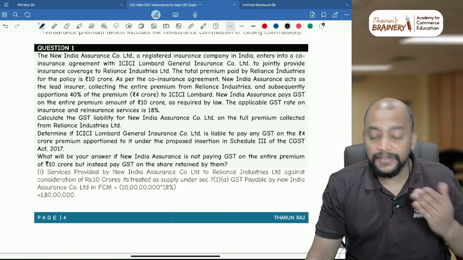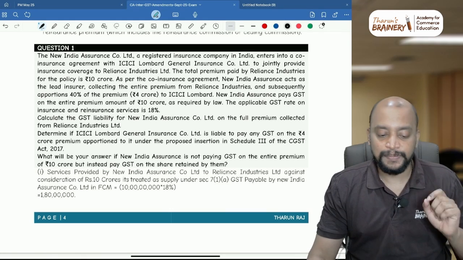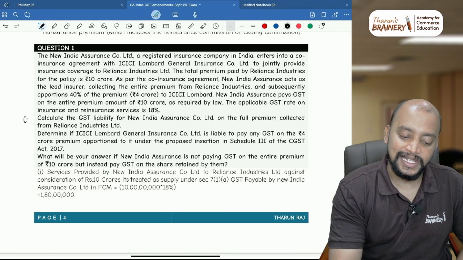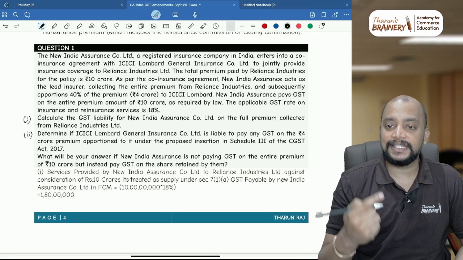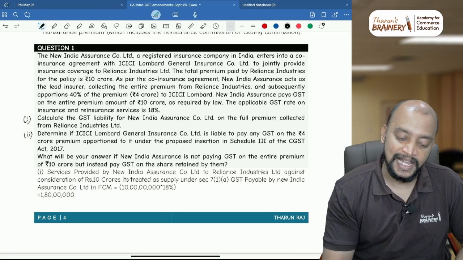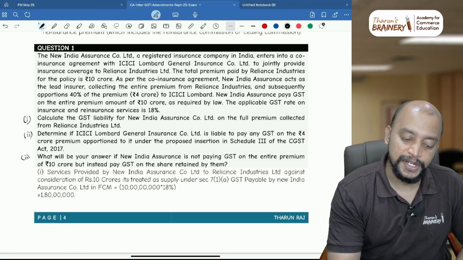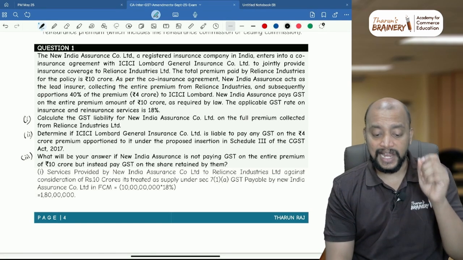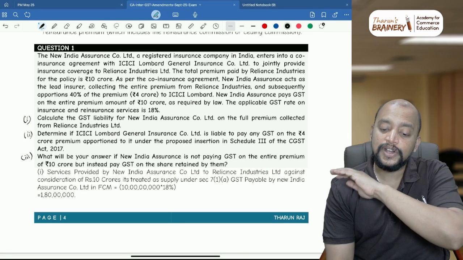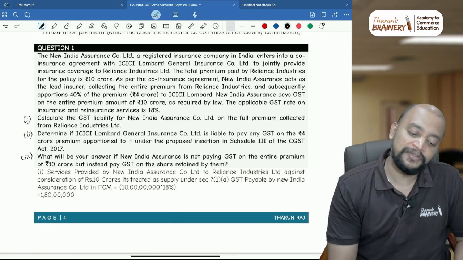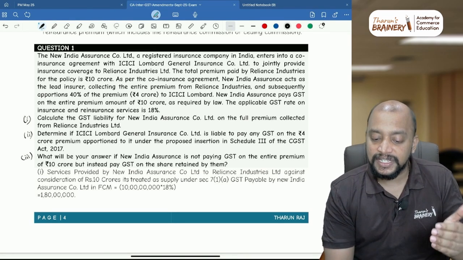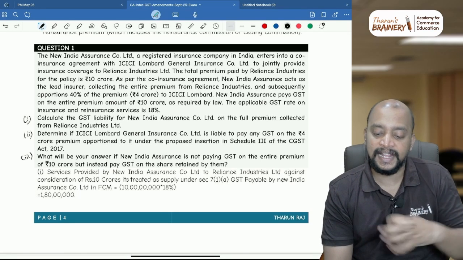Third part. What will be your answer? So the first part is calculate the GST liability. The second part is determine if ICICI Lombard General Insurance is liable to pay. Third part of the question, what will be your answer if New India Assurance is not paying GST on the entire premium of 10 crore, but instead pays GST on the share retained by them.